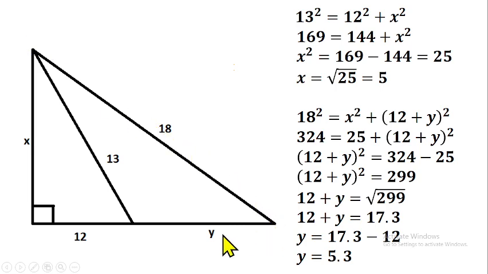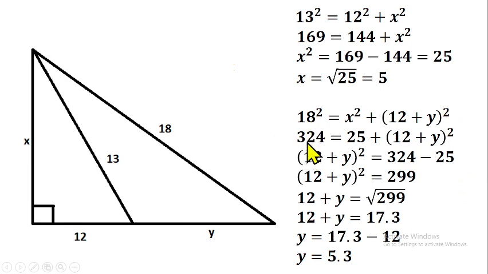Knowing fully well this is also a right angle triangle, where is the hypotenuse? That means this side is the hypotenuse because it is facing this right angle. So the square of the hypotenuse, which is 18 squared, equals the square of this side, which is x squared, plus the square of this side, which is 12 plus y all squared. I hope you understand that. So we have 18 squared equals x squared plus open bracket 12 plus y, which is the addition of this side, from here to here, plus from here to here, square of it.